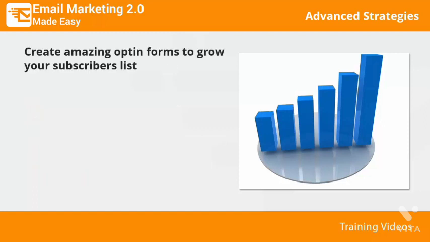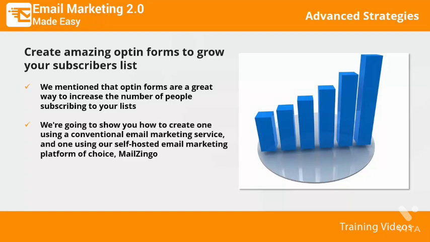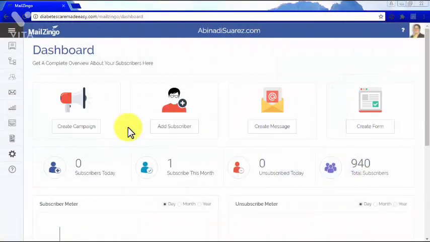Create amazing opt-in forms to grow your subscribers list. We mentioned that opt-in forms are a great way to increase the number of people subscribing to your lists. We're going to show you how to create one using a conventional email marketing service and one using our self-hosted email marketing platform of choice, MailZingo. We are going to show you how to integrate such forms on your WordPress website as well, so let's get started. Setting up an amazing opt-in form on MailZingo.